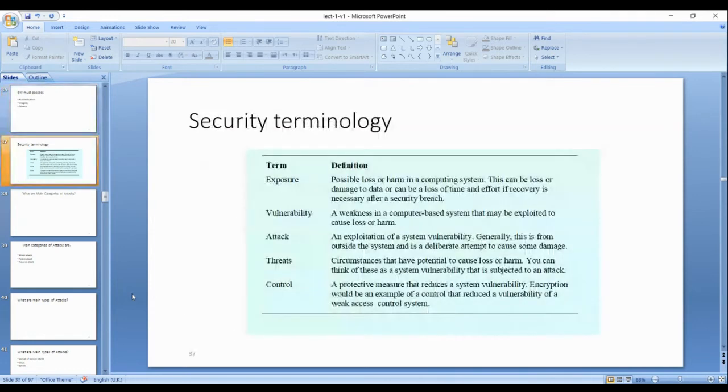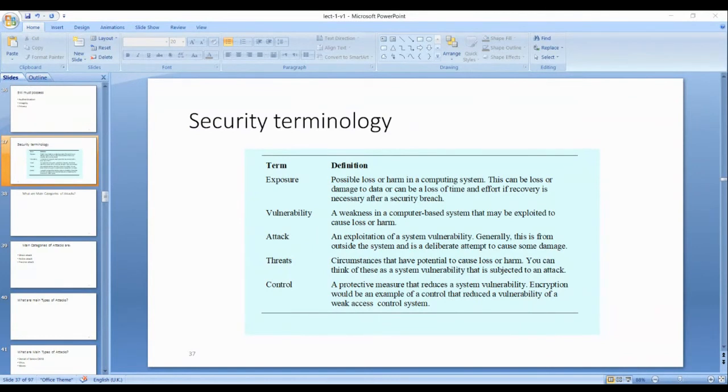Then you have security terminologies. Exposure: when you have not implemented any security technology, your system is exposed over the network to attack. You are inviting the hackers, please attack my system. That is the reason we need to have antiviruses in order to protect our data.